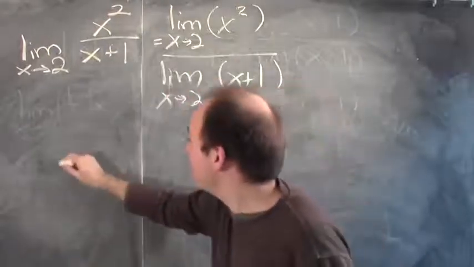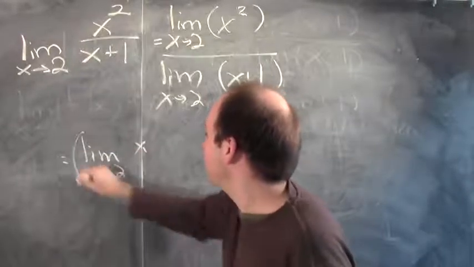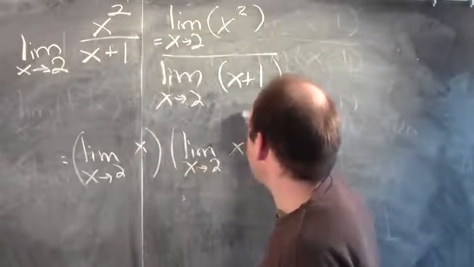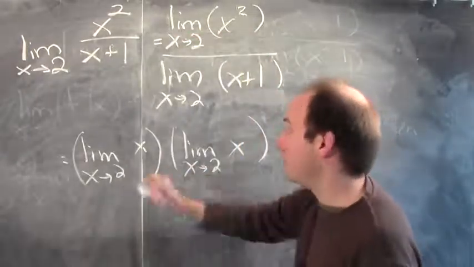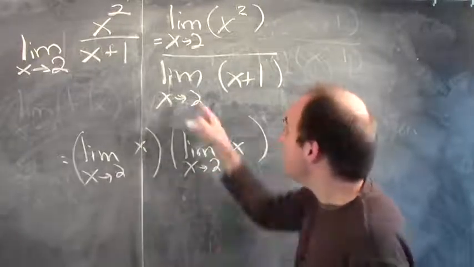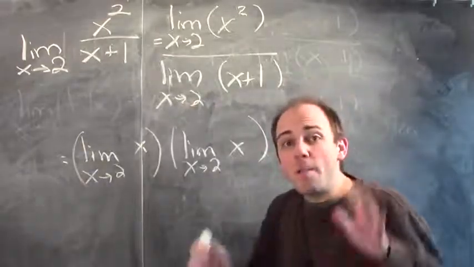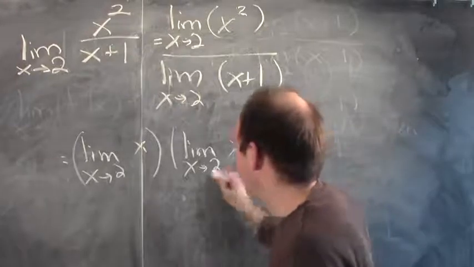So I can replace the limit of the numerator with the limit of x as x approaches 2 times the limit of x as x approaches 2, because this is the limit of x times x. And here's the product of the limits. The denominator here is the limit of x plus 1 as x approaches 2. But that's a limit of a sum, and the limit of the sum is the sum of the limits.